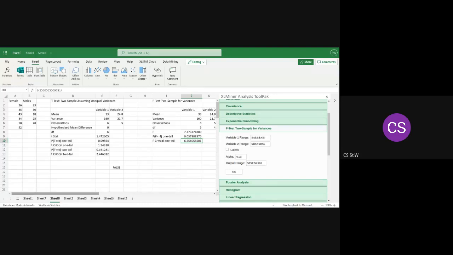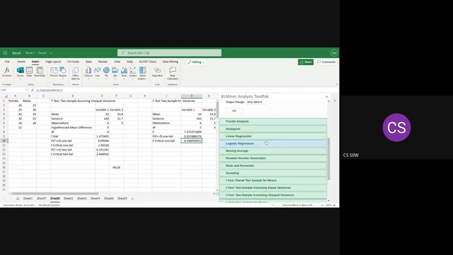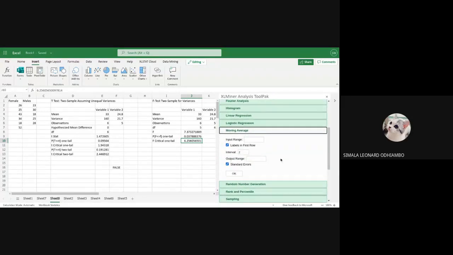So if there's no question, I want to move on to something we call moving average. So we're going to see how to calculate the moving average of a time series. So if you come here, we have this. Sorry, actually, there's a question in the chat.